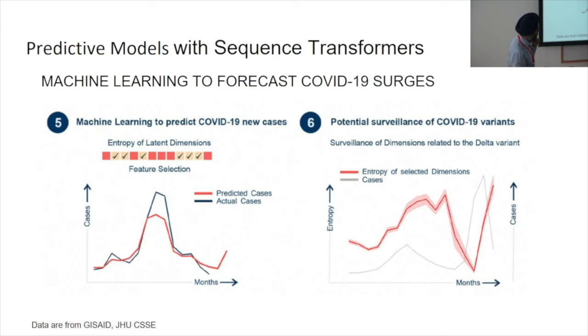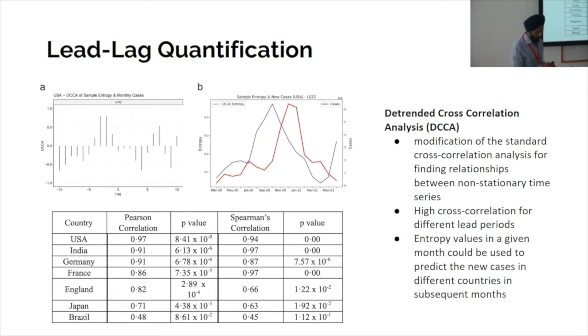Question being, is there a leading relationship between any grammar pattern and the surges in cases. And we see that in 7 different countries, all statistically significant. We see a leading pattern in the entropy of dimension 32, which I don't have time, as I said, to go into, but here is the pattern that you can see again. The blue is entropy of dimension 32. It rises, falls, and then basically we see a similar pattern in cases 2 months down the line.